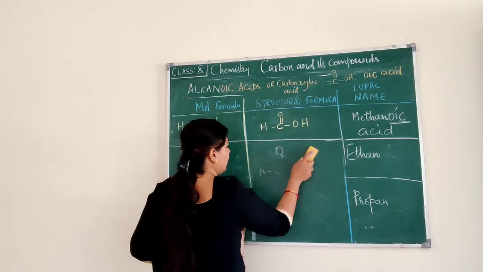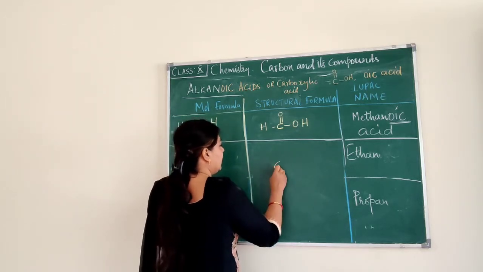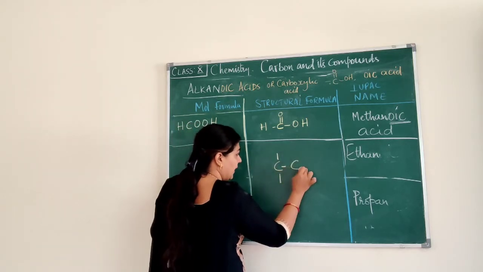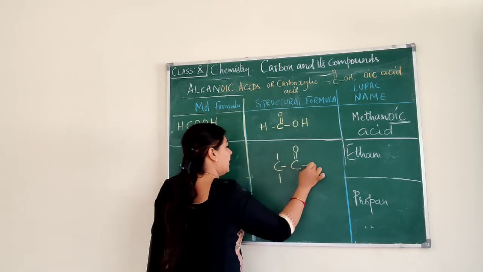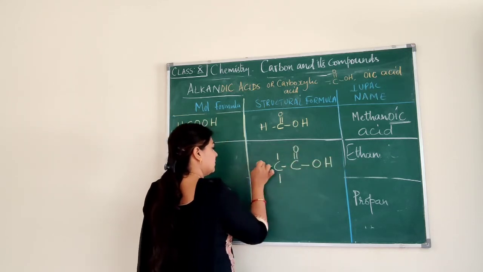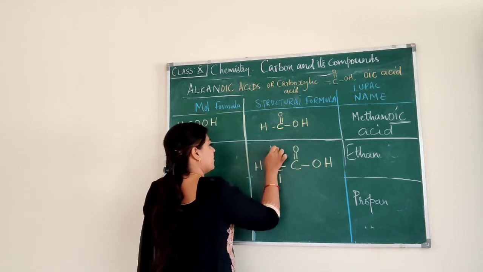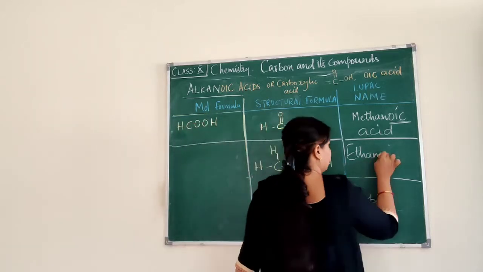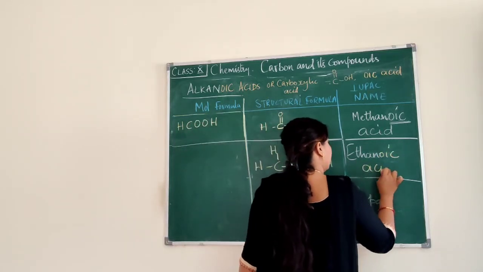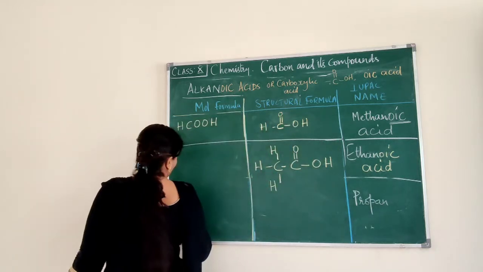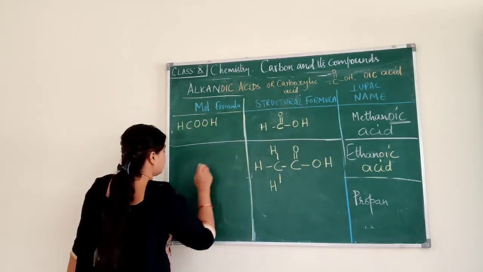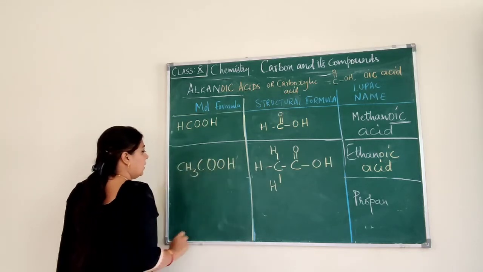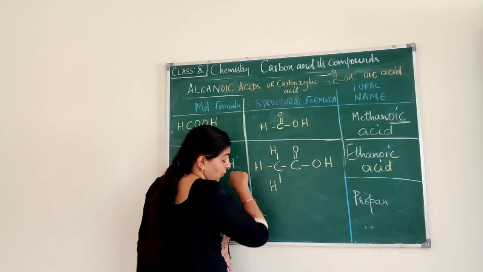Now let us go to ethane. Ethane is 2 carbon. So here I'll be adding the functional group as it is. So what is this one? This is ethanoic acid. Okay, right? So what is the molecular formula? CH3COOH.